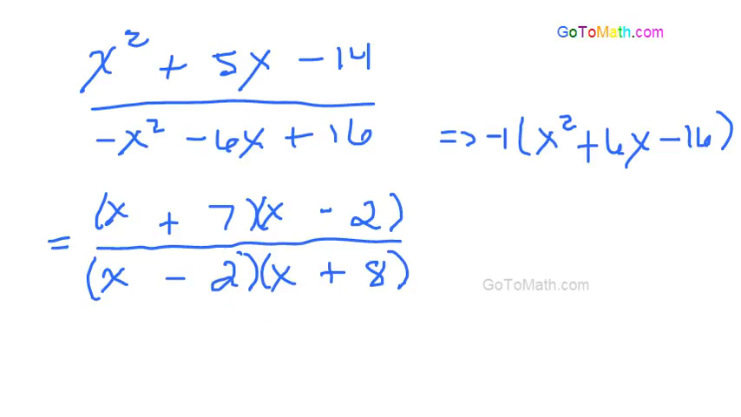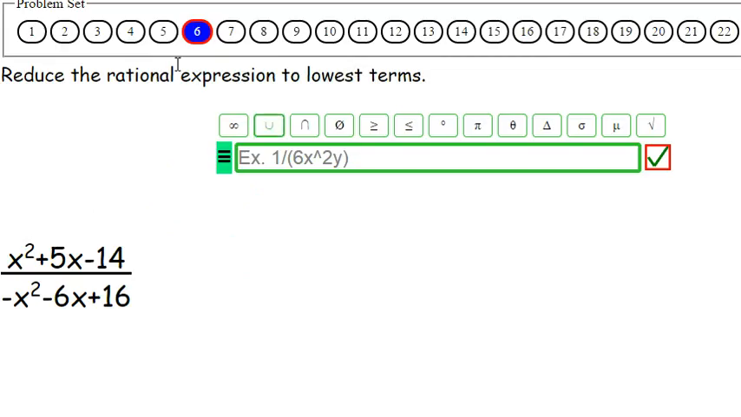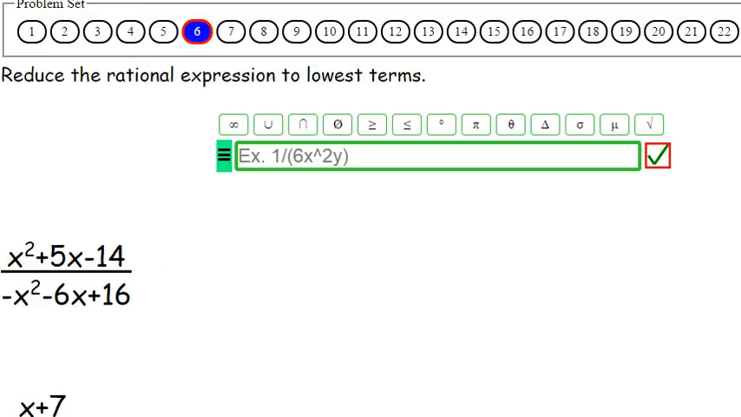So now what we can do is some canceling. We'll cancel those guys out. Now we're left with x plus 7 over x plus 8. So if you could see that, x plus 7 over x plus 8.